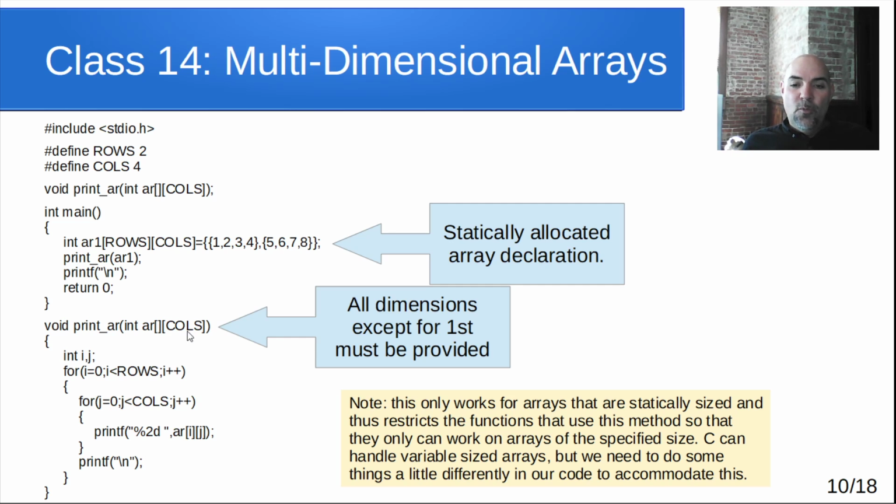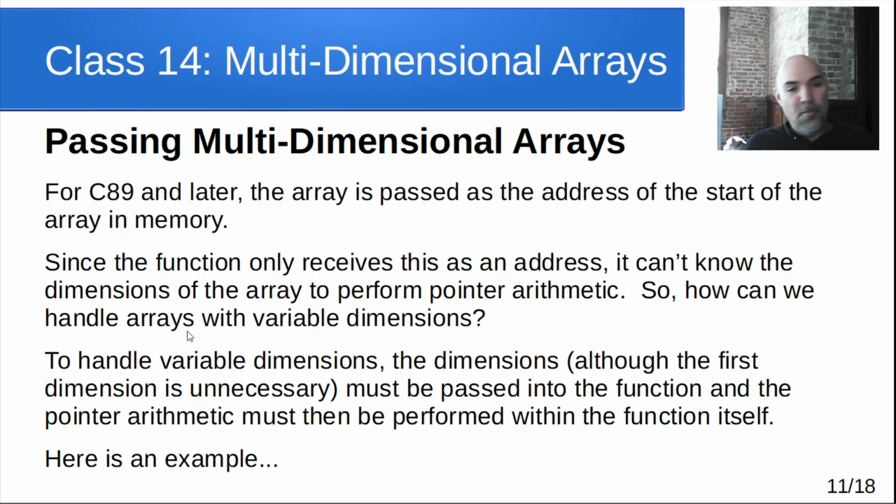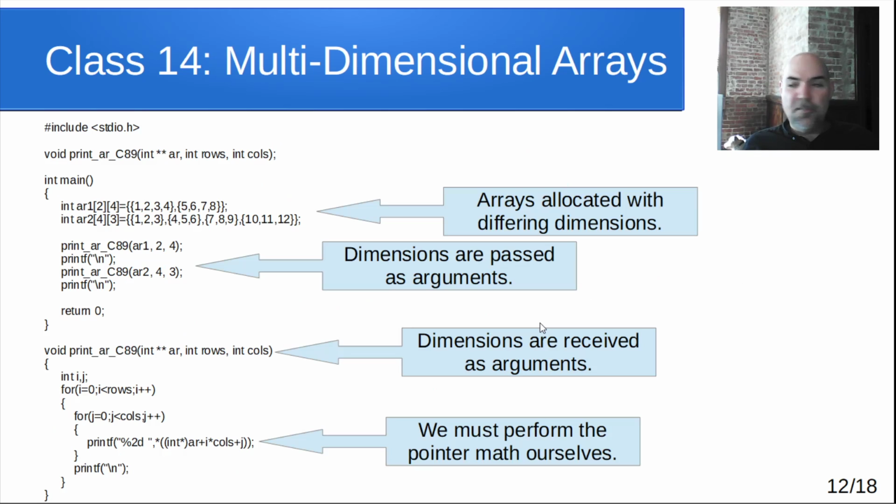Now, we can write a function that does handle variable-sized arrays, variably dimensioned arrays, but we have to do it a little bit differently. So to pass multidimensional arrays, if we're using C89 and later, the array is still passed as the address of the start of the array in memory. And when the function receives that, we would need to do some pointer arithmetic ourselves on that. So to handle variable dimensions, we would have to pass into the function the dimensions of that array. So here's an example of that.